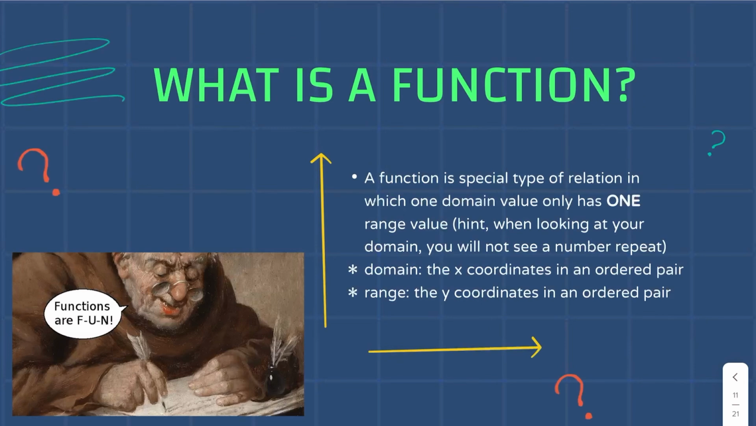What is a function? A function is a special type of relation in which one domain value, or the x, only has one range value, and that's very important. Range value generally alludes to a y. So the domain is the x-coordinate in an ordered pair, and the range is the y-coordinate in an ordered pair.